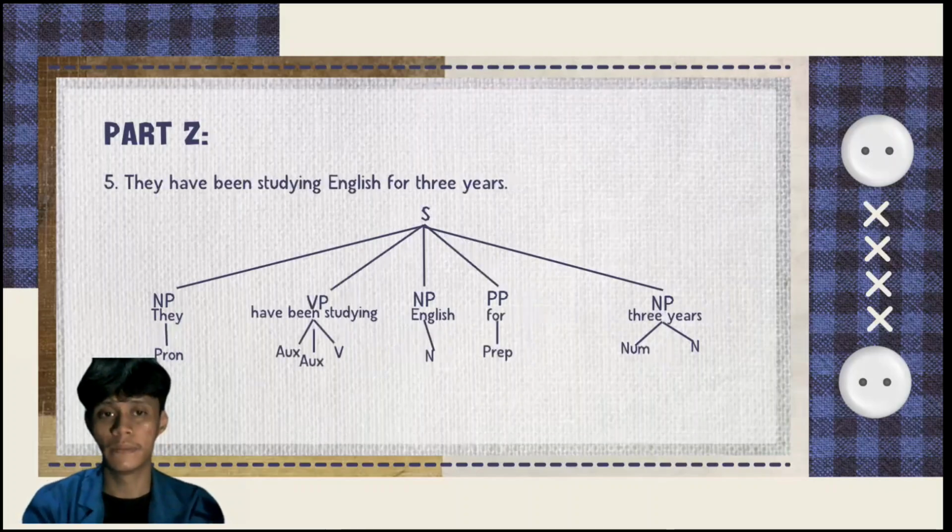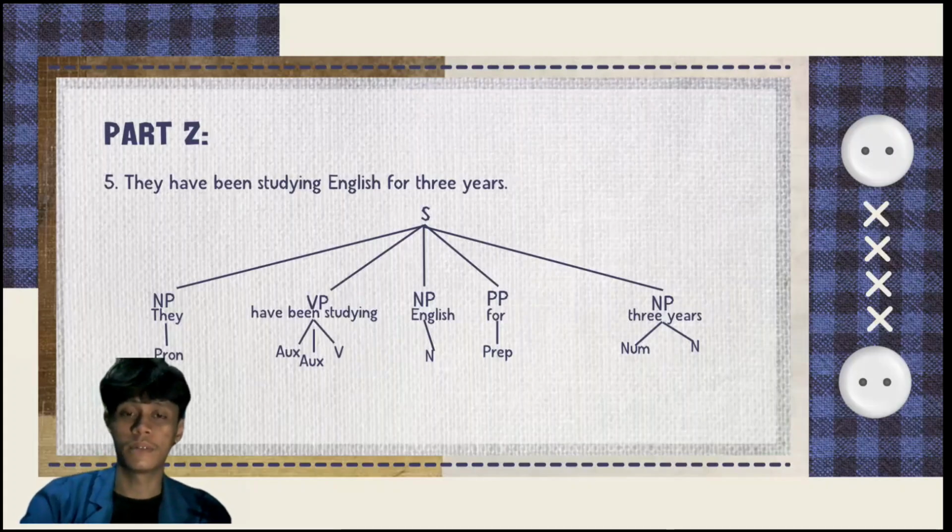Number 5: they have been studying English for 3 years. They is a noun phrase. Verb phrase: have been studying, aux and verb. Noun phrase: English, a noun. Prepositional phrase: for, a preposition. And the noun phrase is 3 years, noun and noun.